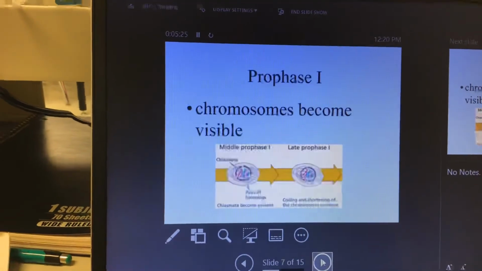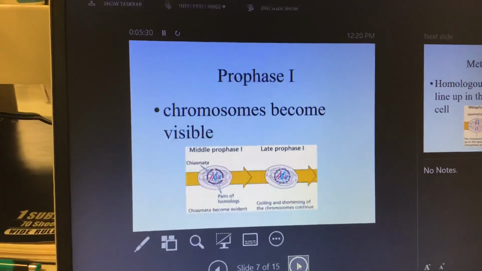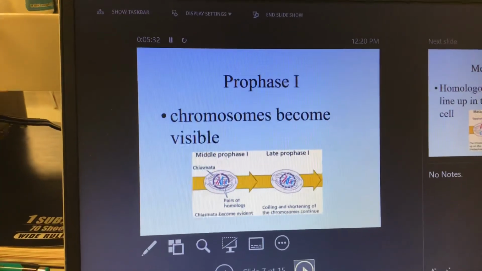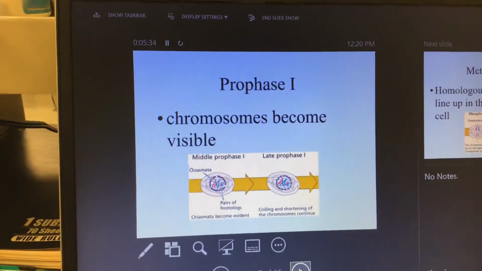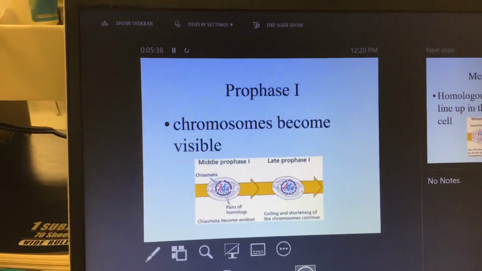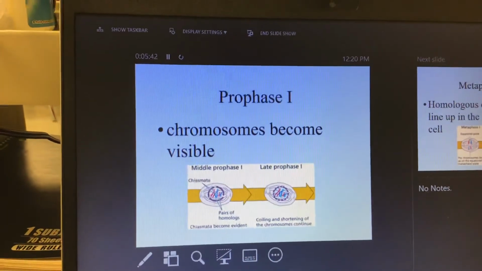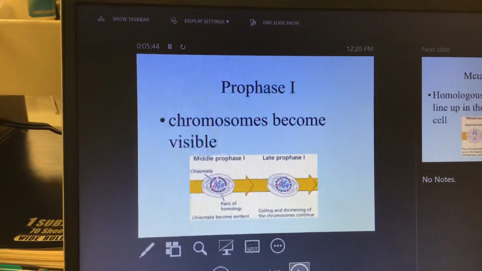The first step, prophase 1. Just go ahead and only write down prophase 1. You know what prophase is from yesterday, from mitosis, so it's the same thing. So just write down prophase 1. So in prophase, you can see the chromosomes.